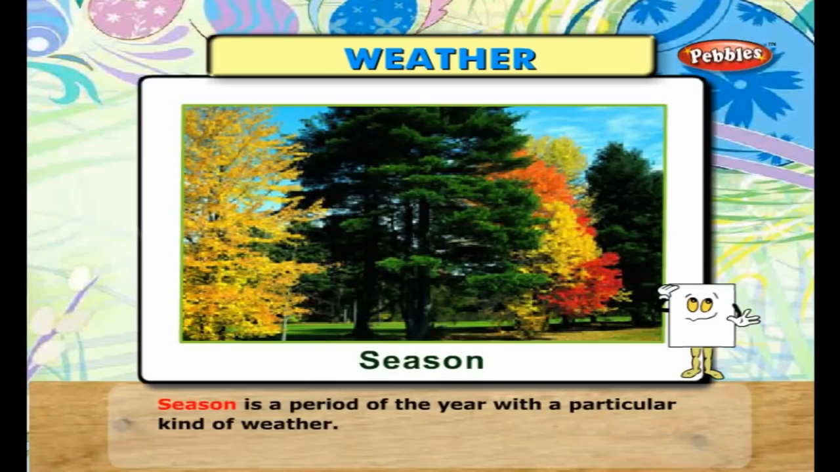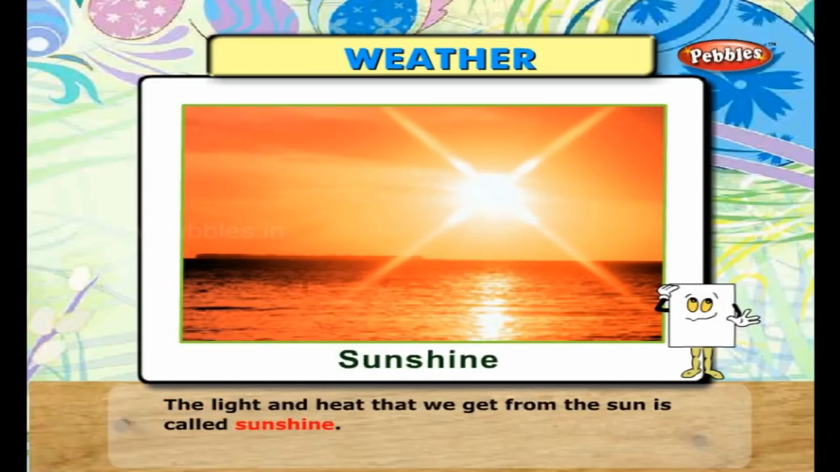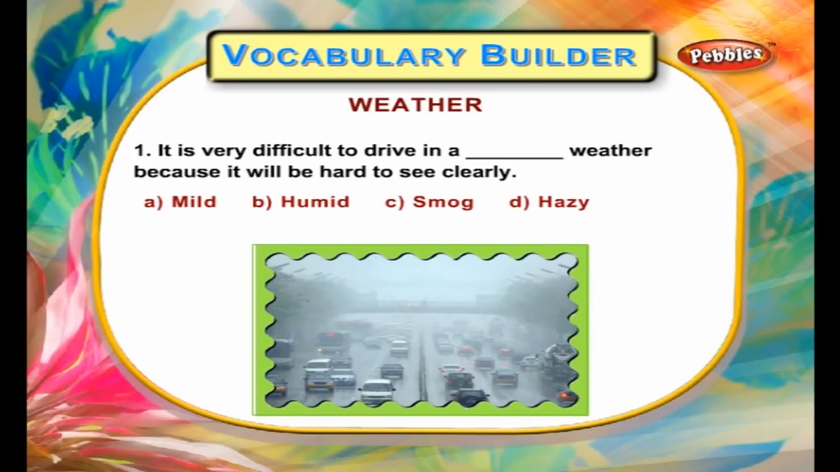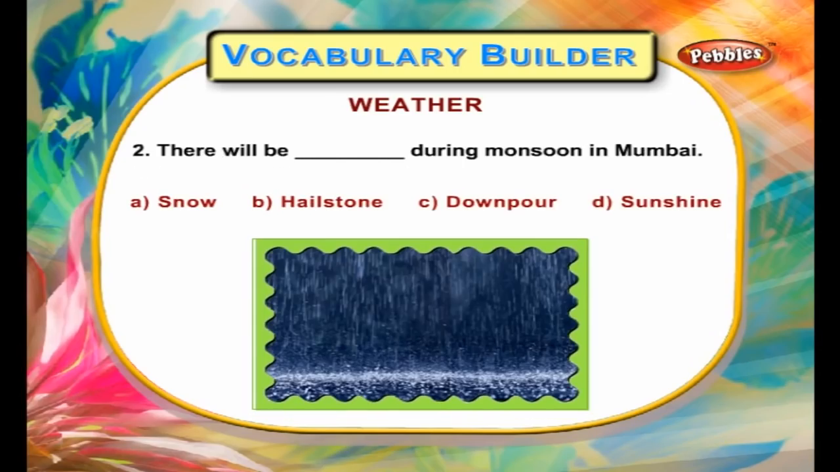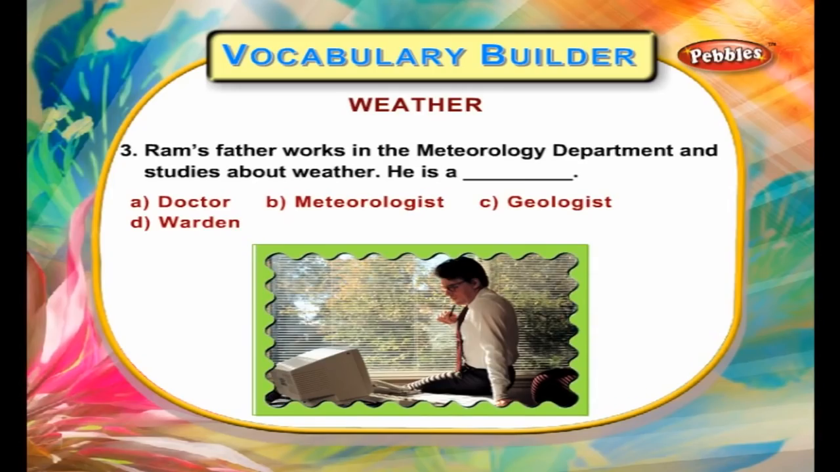Season is a period of the year with a particular kind of weather. The light and heat that we get from the sun is called sunshine. It is very difficult to drive in a hazy weather because it will be hard to see clearly. There will be downpour during monsoon in Mumbai. Ram's father works in the meteorology department and studies about weather. He is a meteorologist.